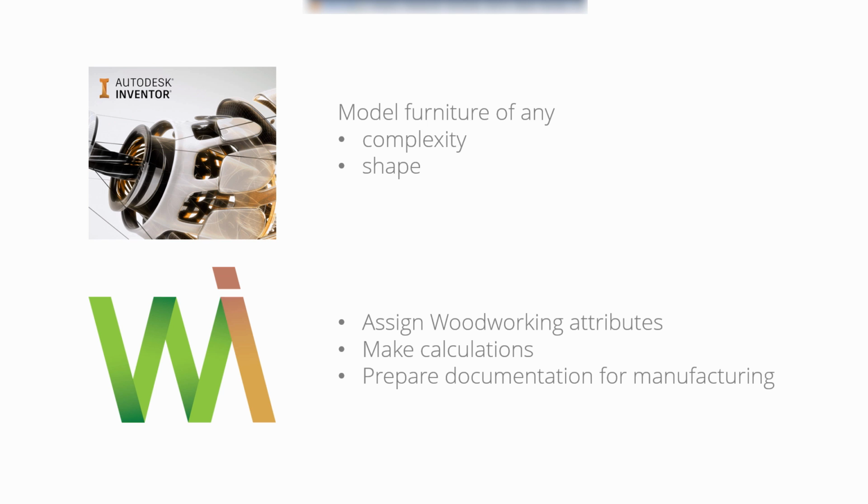So that's why we have such a combination of two software packages. As the base for our add-on, we chose Autodesk Inventor, which allows you to model furniture of any complexity and shape. But because Inventor is primarily mechanical design software, there is something lacking in Inventor. Using Woodwork, we can assign woodworking attributes, make calculations, and prepare documentation for manufacturing. So this is the general idea. Inventor allows you to do complex things, but it doesn't know about woodworking, and Woodwork makes it very powerful.